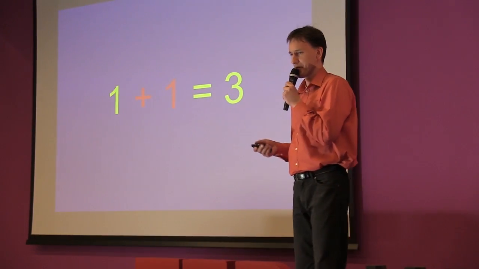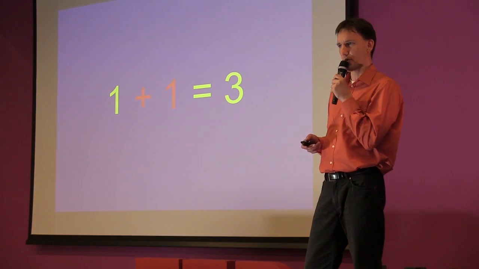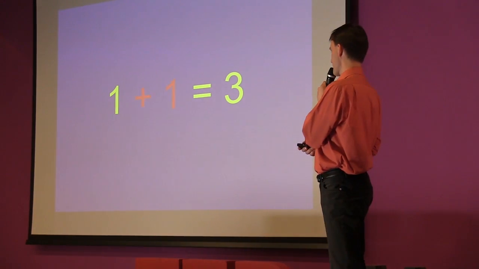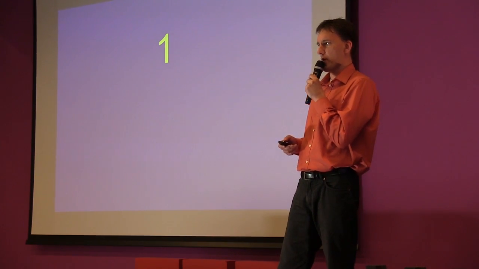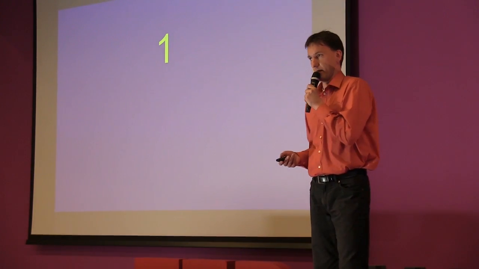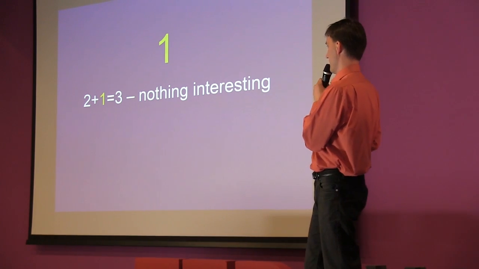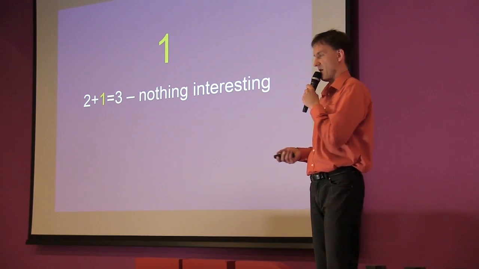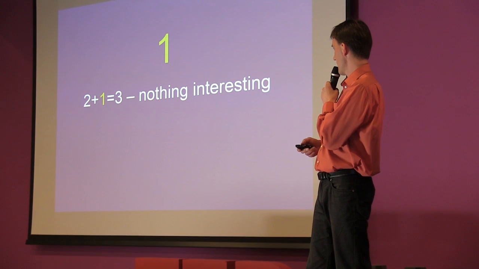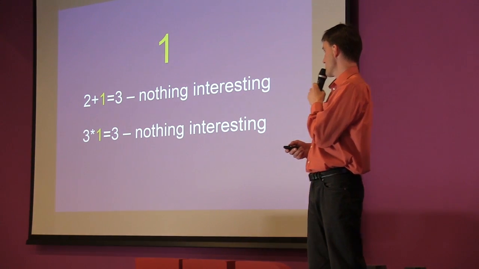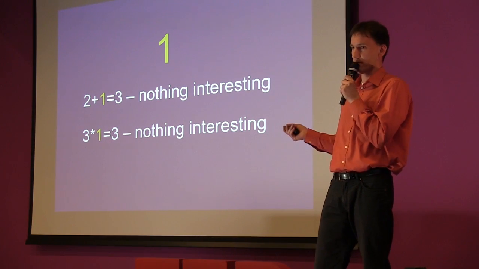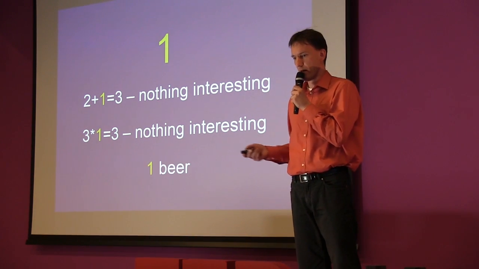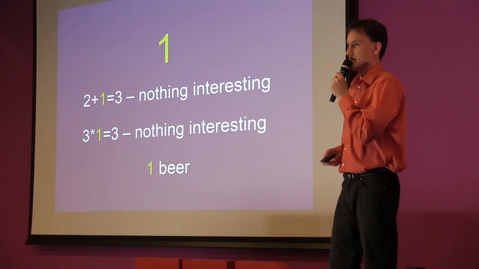If you combine two ingredients, you sometimes can get more than just the sum of them. Let's look at one ingredient. It's digit 1. Well, is it interesting? Mathematically, 2 + 1 is 3. Nothing particularly interesting. 3 times 1 still remains 3. Not very interesting. Well, what interesting can you do with 1? Maybe have 1 beer.